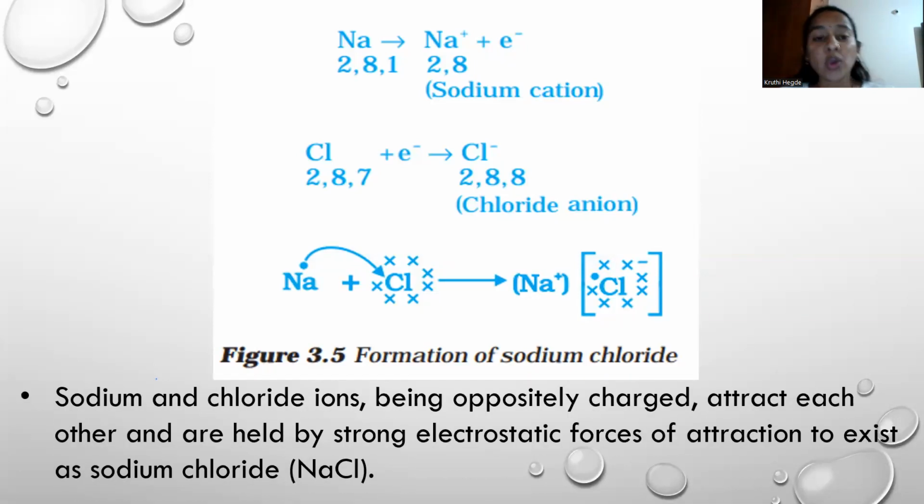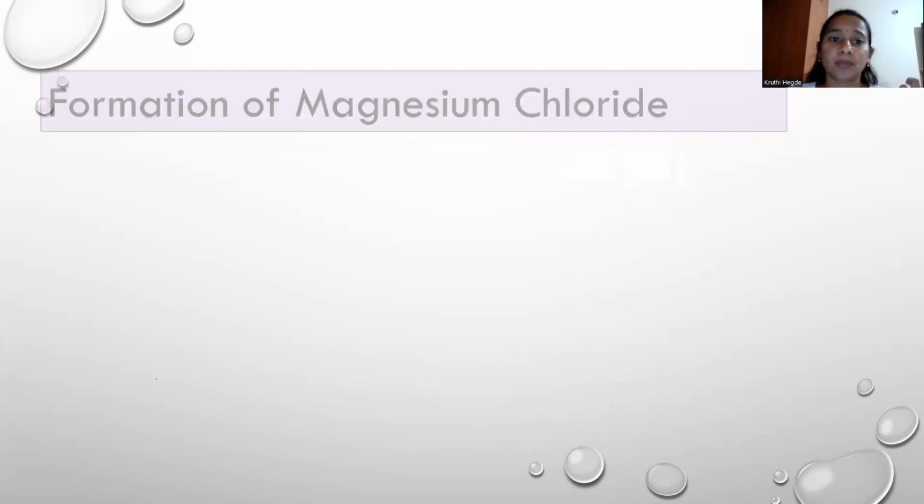Sodium and chloride ions, being oppositely charged, attract each other and are held by a strong electrostatic force of attraction to exist as sodium chloride. What is this sodium chloride? It's nothing but common salt which we use in our kitchens daily. Sodium chloride is a salt, common salt. Let us similarly see how an ionic bond gets formed between magnesium and chloride.